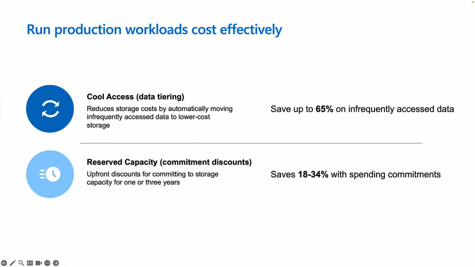Now, let's have a look at 2 new features that Microsoft have introduced for Azure NetApp Files this year. The first one, cool access or data tiering. Essentially, this feature enables you to tier data off of the Azure NetApp Files volume into cool access based on lifecycle, and savings can be up to 65%. The other feature is Azure NetApp Files reserve capacity. This can be reserved like Azure reservations for 1 or 3 years, and the savings with reserve capacity can be up to 34%.